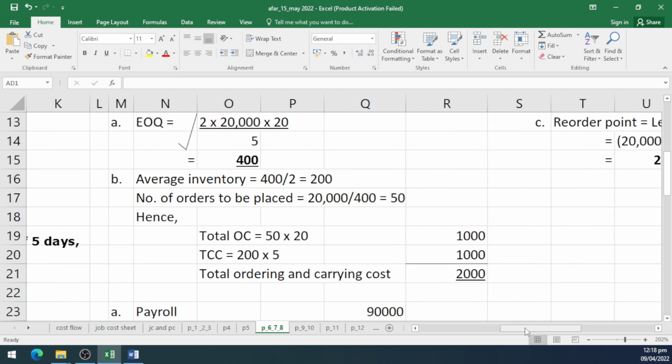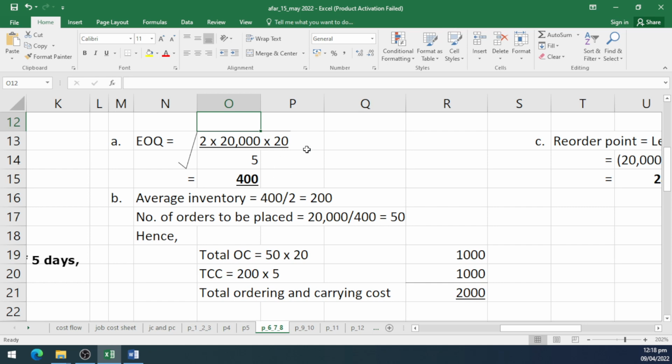And, ito ang formula ng economic order quantity, ano? Square root of 2 times annual usage or annual demand or annual requirement for inventory times ordering cost per unit divided by the carrying cost per unit. Square root po niyan. So in this case, 2 times 20,000 times 20 divided by 5, the most economical order quantity is 400.